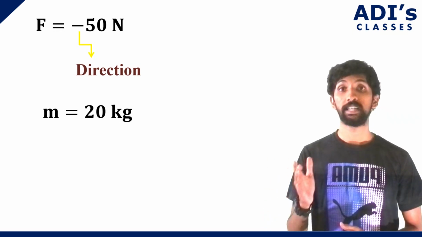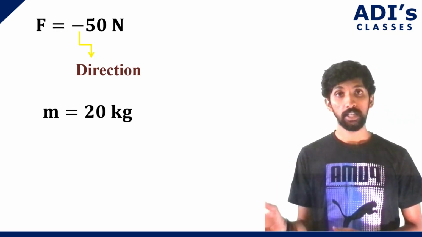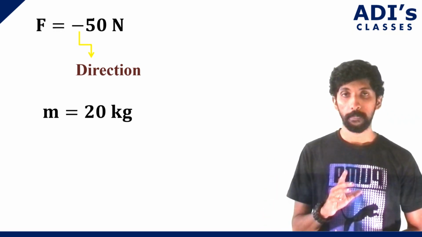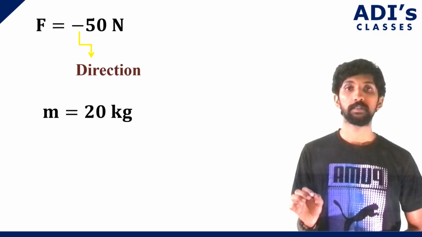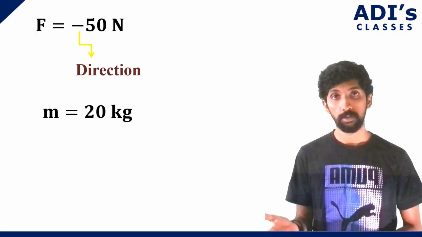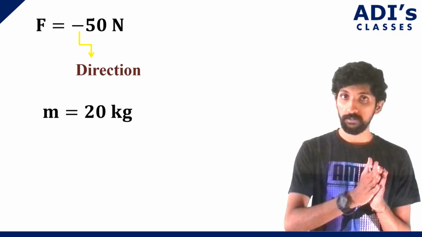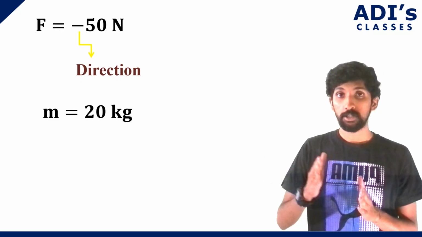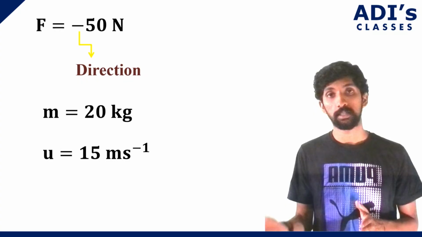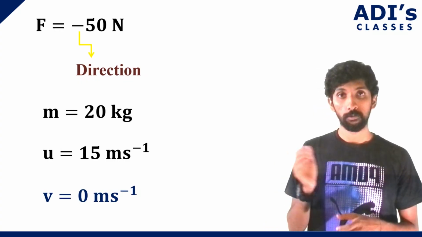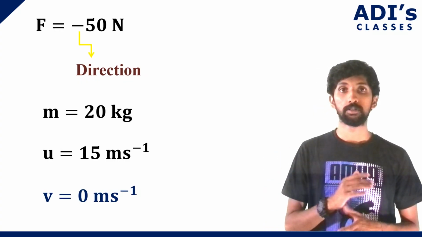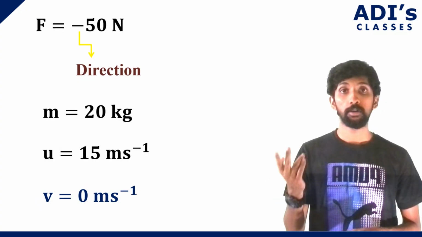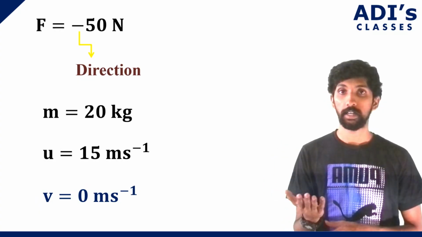M is equal to 20 kg. Now, initial velocity is 15, correct? But look at this. What they're actually asking is the body starts with 15 meter per second and stops, correct? When it stops, what is the final velocity? 0. So V becomes 0. So you have F, M, U, V, correct?